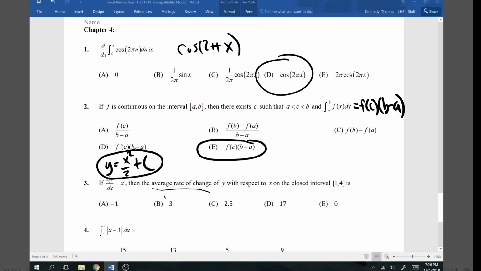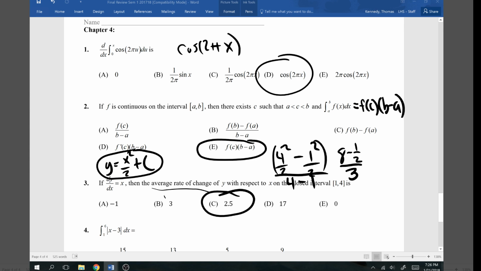That's it. We plug in 4, and we get 4 squared over 2. I'm going to ignore the plus c because I'm going to be subtracting it in my y2 minus y1 part. Minus 1 squared over 2. And all over the x change, which is 4 minus 1. This is literally y2 minus y1 over x2 minus x1. And we get 8 minus half over 3, which is 7.5 over 3, which is 2.5. Booyah.